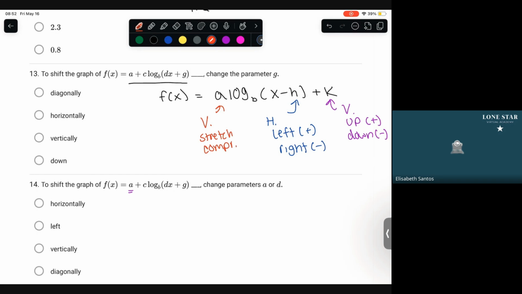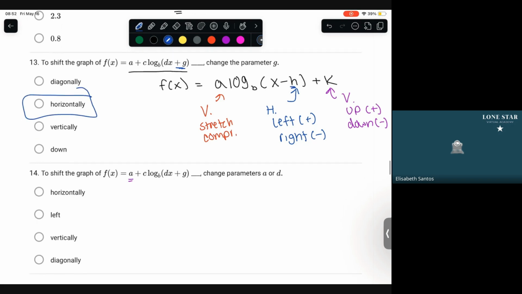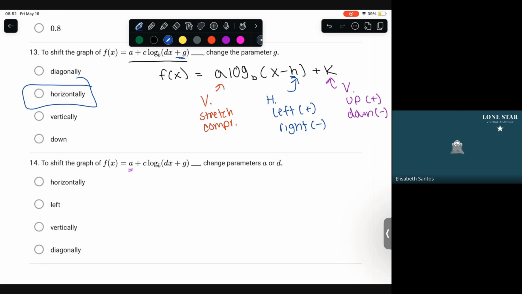So if it's the h, it's going to move horizontally. It's the same thing. What did we change? Parameters A and D. So let's look at A right there. It's a vertical transformation.